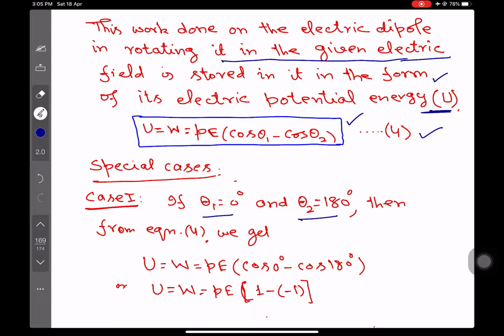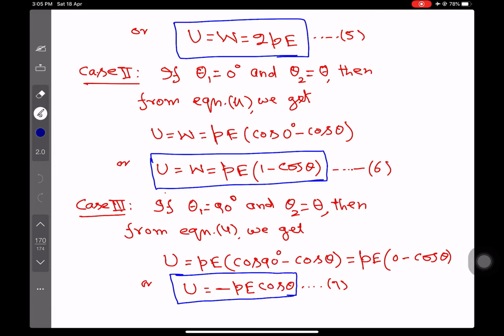Then putting these values of theta 1 and theta 2 in equation 4, we get U equal to W equal to PE into cos 0 because theta 1 is 0 minus cos 180 because theta 2 is 180, or U equal to W equal to PE. Cos 0 is 1 minus cos 180 is minus 1. Now this 1 minus minus will become plus, so it will be 2PE, or you can say that U equal to W equal to 2PE.